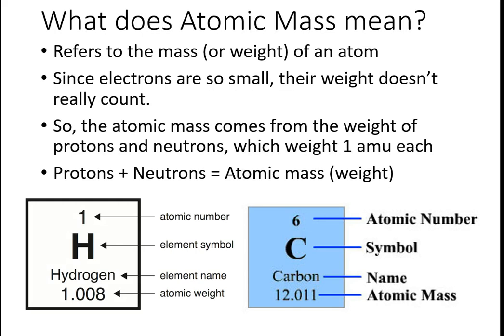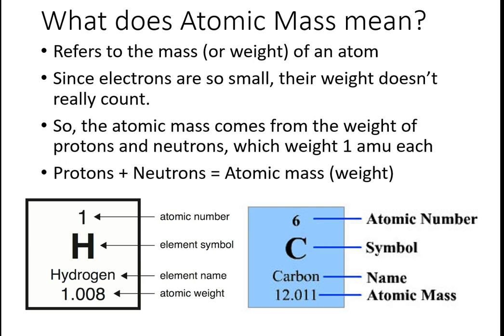So the first question was, what does atomic mass mean? And so mass is really a term that can generally be used interchangeably with the word weight. So just like your weight is how much you weigh, the weight or the mass of an atom is how much it weighs. Now, when we're looking at the mass of an atom, we don't really count the electrons because they're so very small, their weight is insignificant.